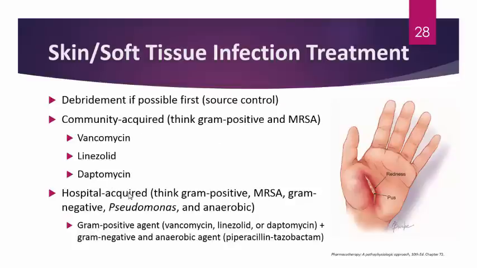If the skin soft tissue infection is what's considered hospital-acquired, then pretty much all bets are off at that point, and it can be almost anything: gram-positive, MRSA, gram-negative, Pseudomonas, or anaerobic. So in those cases, you want a gram-positive agent like vanc, linezolid, or daptomycin, plus a gram-negative anti-anaerobic agent, i.e. piperacillin-tazobactam, or Zosyn.